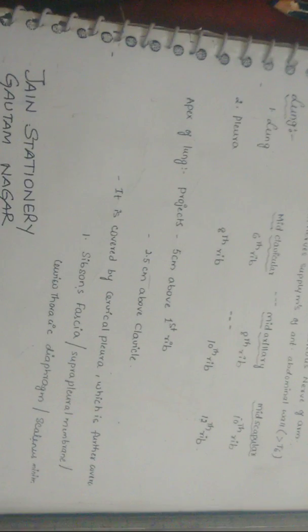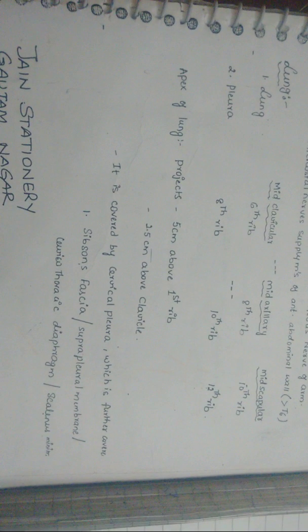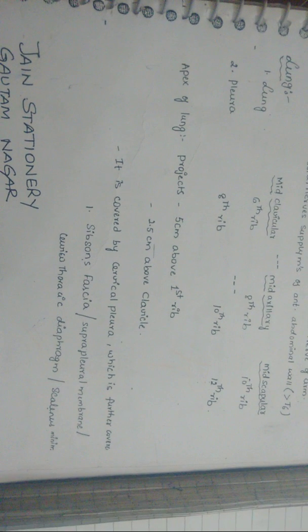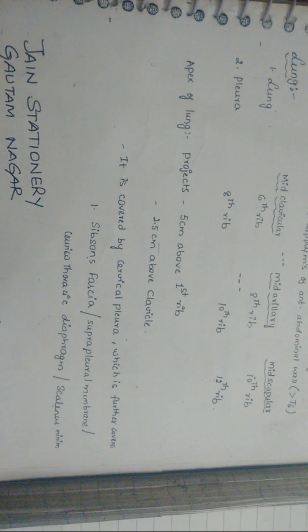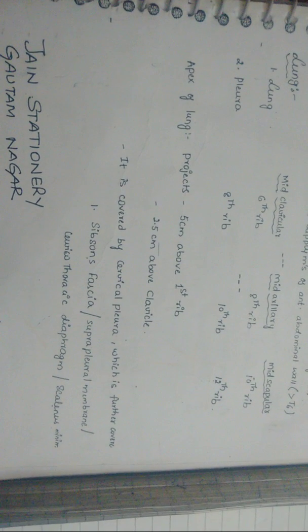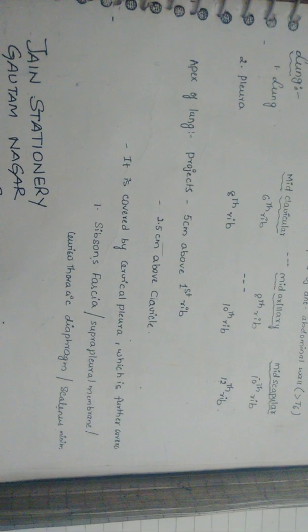Now let us finish the session by speaking about the apex of the lung. It is written that the apex of the lung projects 5 centimeters above the first rib, 2.5 centimeters above the clavicle. It is covered by cervical pleura, which is further covered by Sibson's fascia, suprapleural membrane, cervicothoracic diaphragm and scalenus minimus.